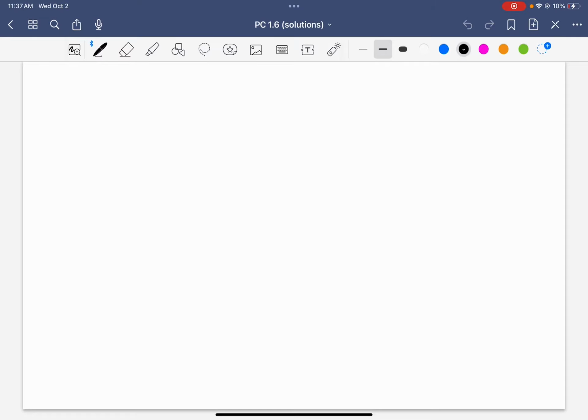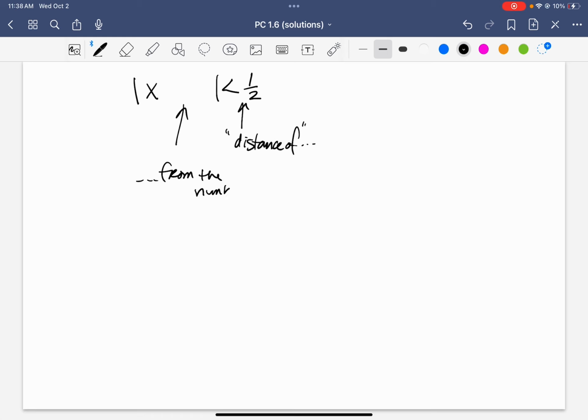All right, so we are looking for number 7 in 1.6 homework. Describe all numbers x that are a distance of 1/2. So in general, if these are all the numbers that are a distance of, so that's my tolerance, so I want to be within a distance of 1/2 from the number. The number is going to go here.